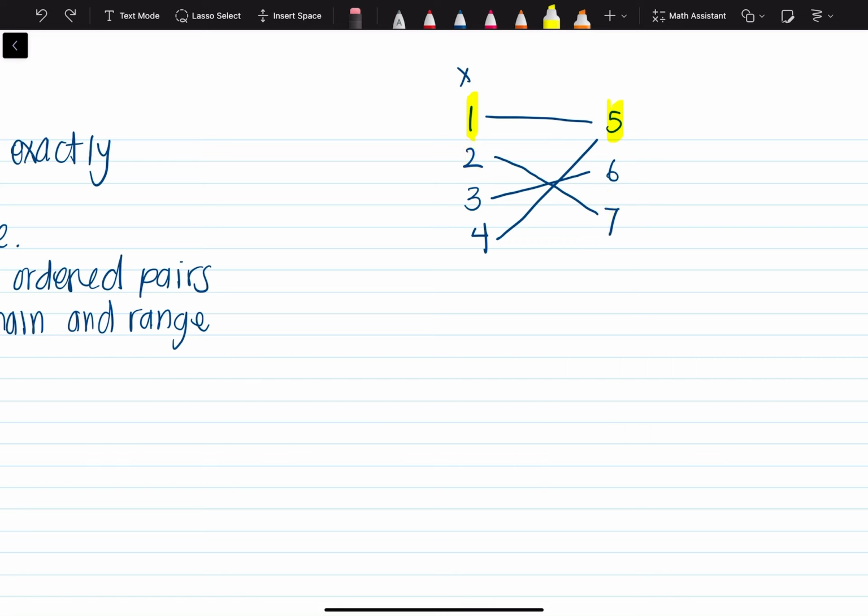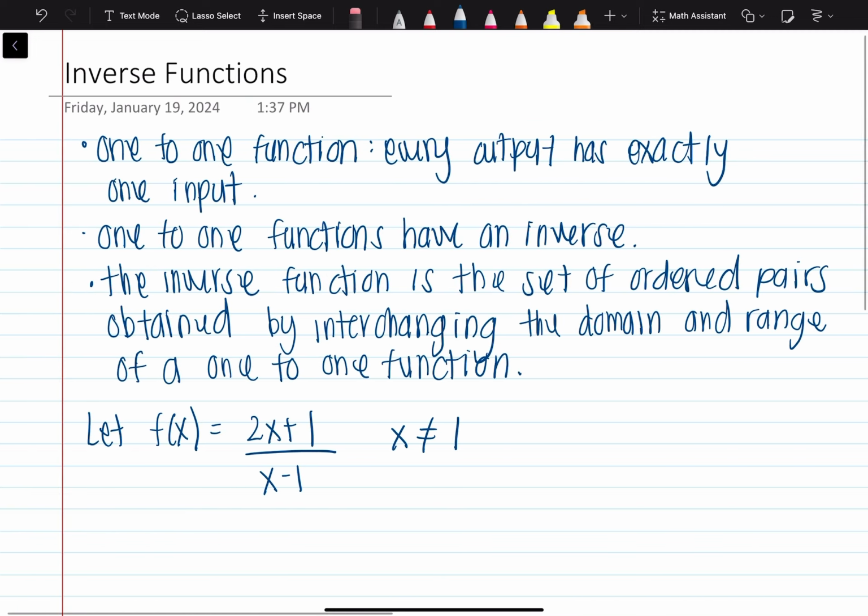For example, this wouldn't be a function if 1 also mapped to 6. That's no longer a function because every input does not have exactly one output. So this is a function. But this is not a one-to-one function, because in order to be a one-to-one function, every output has to have exactly one input. So those words there kind of switch.